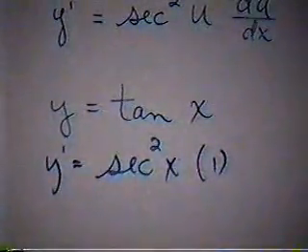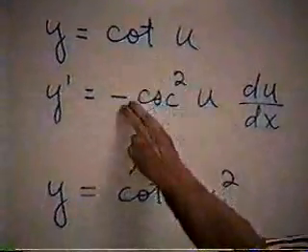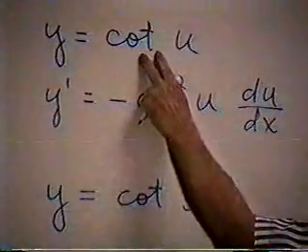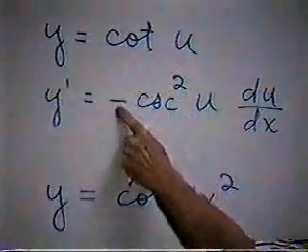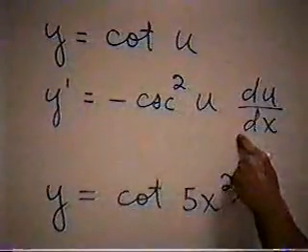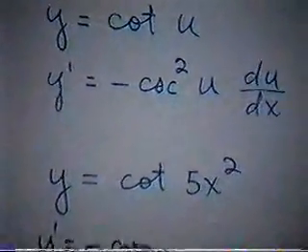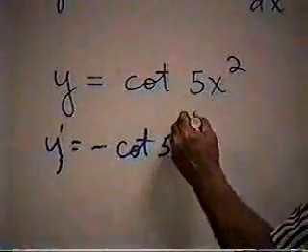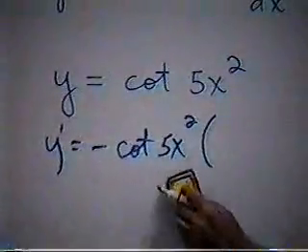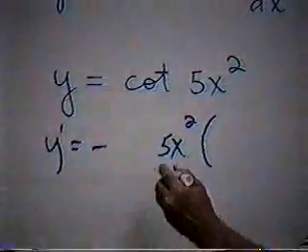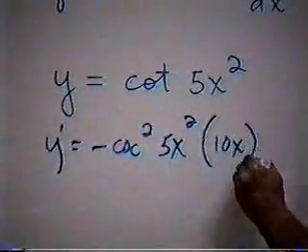All right, next one to memorize. The derivative of cotangent is minus cosecant squared times the derivative of the angle. So looking at this example, y prime would be minus cotangent of the angle times, the derivative of cotangent is cosecant squared of the angle times the derivative of the angle.